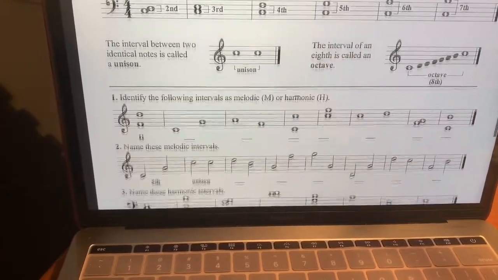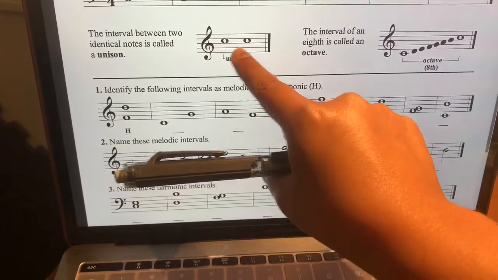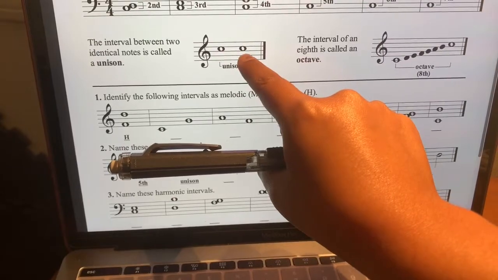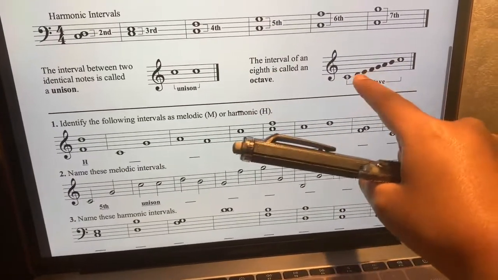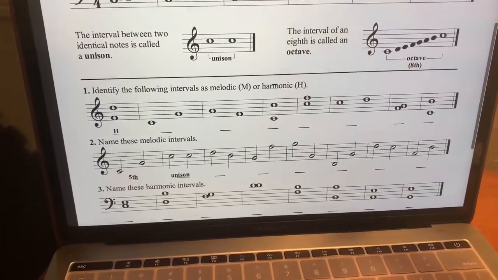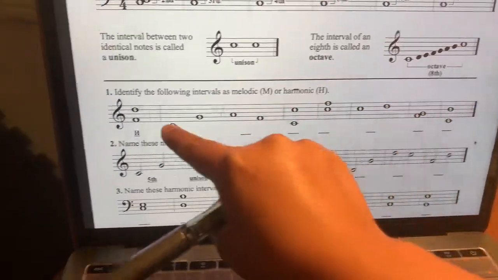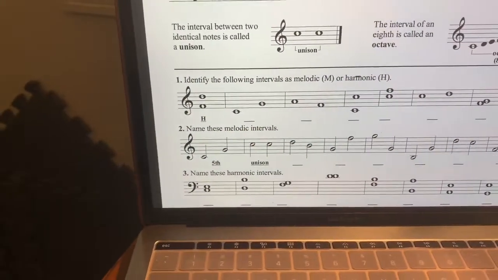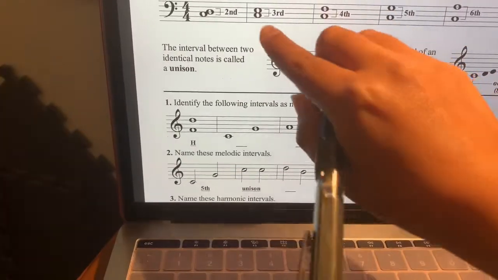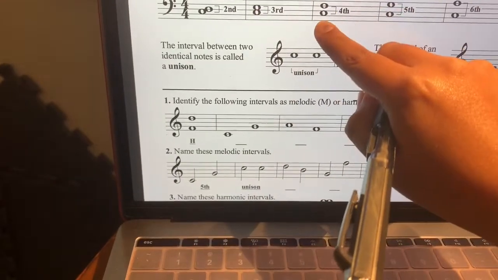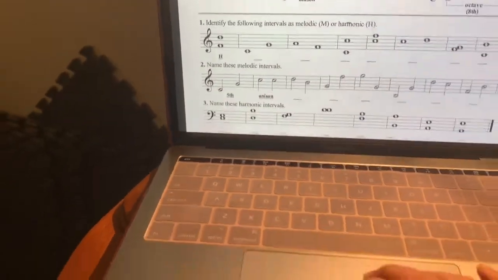Now, if we go down here, the interval between two identical notes is called a unison. So that's a unison because, see, they're both in the same exact place, the same exact note. And then we have an octave, which is 8 notes apart. So how I count them, if you notice here, they count them out, each note. But down here, they're asking you for number 1, which is melodic and which is harmonic. So think of harmonic, they're happening at the same time. They're going to be right on top of each other. Melodic, they're going to be left to right. We'll do a couple of them in number 1 together.